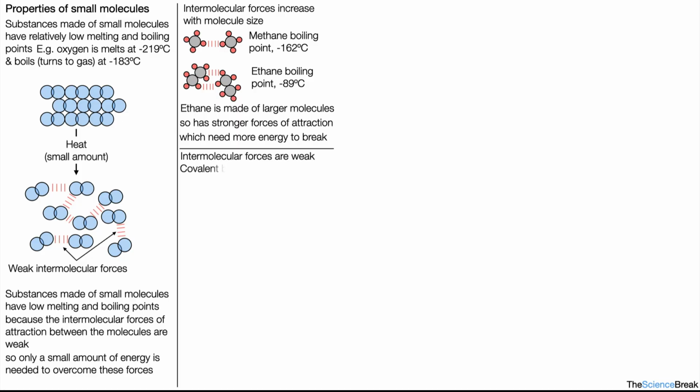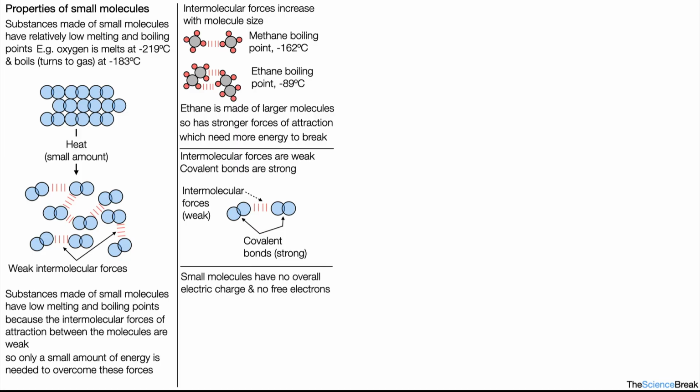Intermolecular forces are weak, remember, and covalent bonds are strong. There's our intermolecular forces between molecules, and there's our covalent bonds, which are strong, not between molecules, but between the atoms in the molecules. Small molecules have no overall electric charge and no free electrons. That means the substance, for example oxygen, cannot conduct electricity. There's no free electrons to move around. So that's the key information about substances made of small molecules.